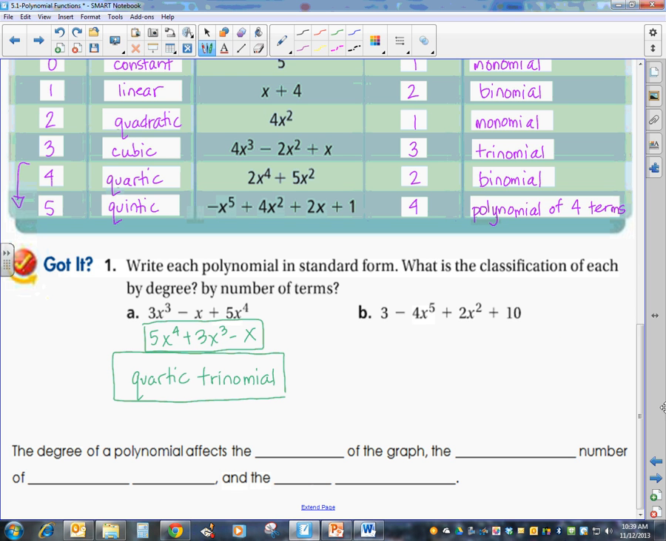Okay, look at the next one. We have, which one's first? Negative 4x to the fifth plus 2x squared. These two are like terms, so I'm going to combine them. 10 and 3 give me 13. Okay, so that is the polynomial in standard form. Highest degree is 5, so it's a quintic, and it has three terms, so again it's a quintic trinomial.